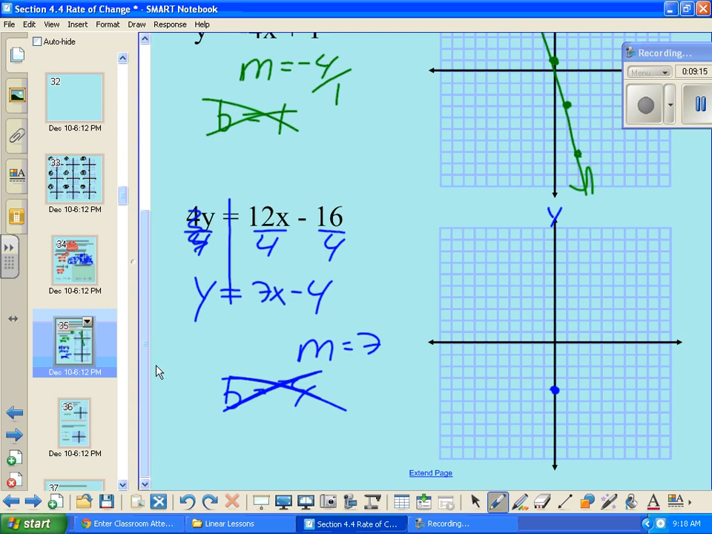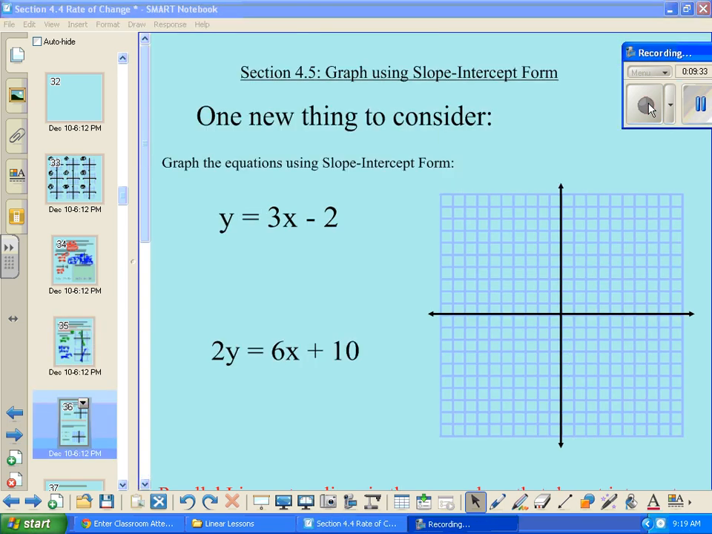Then the slope is 3. To think rise over run, I can put 3 over 1, which reminds me to go up 3 and then over 1 spot. Up 3, over 1 to the right. There's the graph of that equation. So again, just a little bit of review, but that's how we use slope-intercept form to graph.